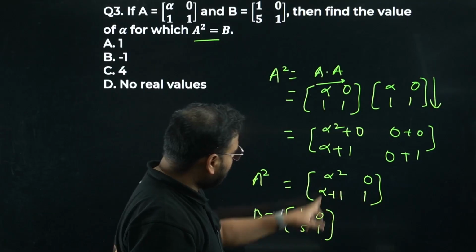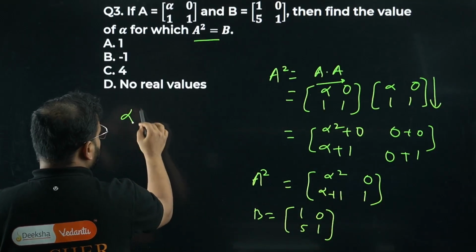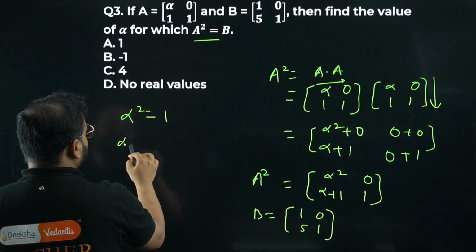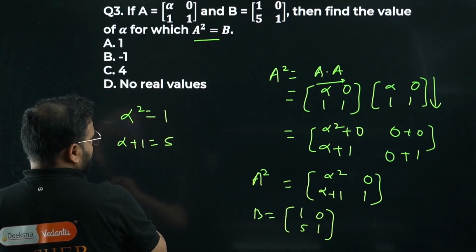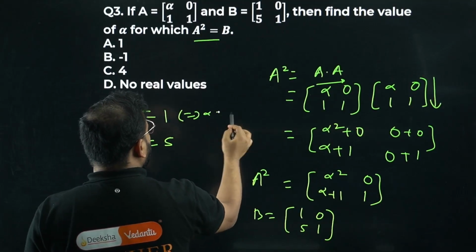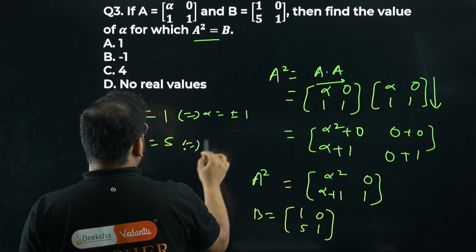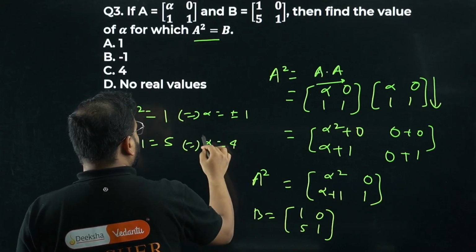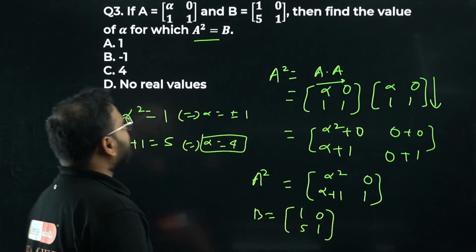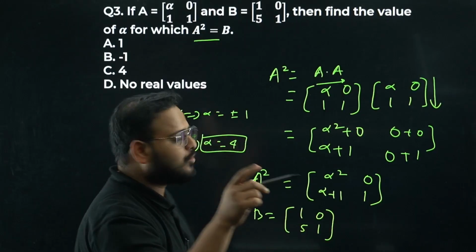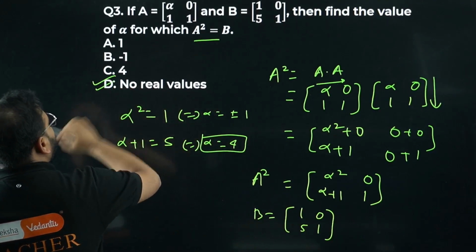If you compare from here, we have two equations over here: alpha square equals 1 and alpha plus 1 equals 5. From here I get alpha as plus minus 1 and from here I get alpha as 4. But this is not possible, right? Alpha cannot have this many values, it can have only one value. So it means no real value.